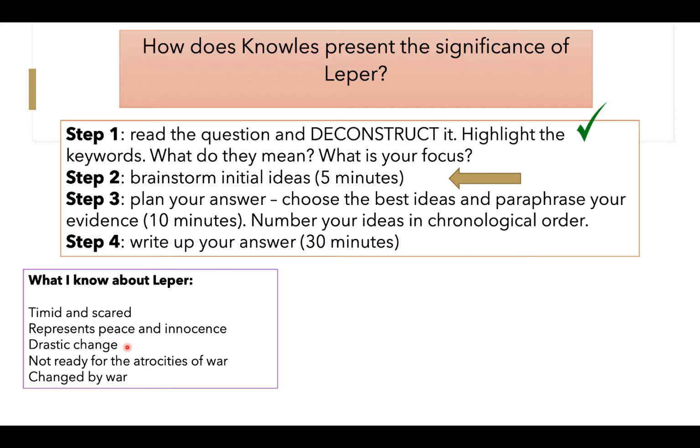Get your ideas down on a piece of paper, and then you can start to number them in terms of chronology. So what I know about Leper is he is quite a timid and scared character. I believe, this is my personal opinion, that he does represent peace and innocence, particularly in the ways that he is presented in the first part of the novel. I do think that we see a huge drastic change in Leper that manifests itself in multiple different ways. I think he's definitely a character who is not ready for the atrocities of war. And because he's not ready, I think he's therefore changed by war. So these are all of my initial ideas.